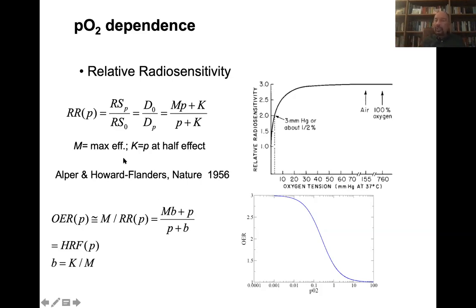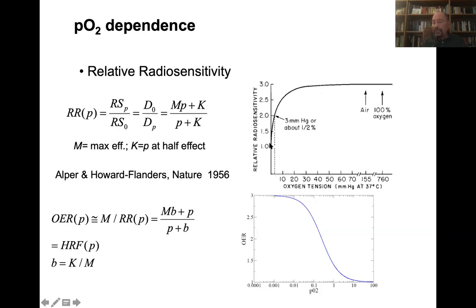So how the relative radiosensitivity depends on the oxygen tension. You see, if you start at 1, this is essentially the OER, if you want. This is a typical Michaelis-Menten kinetics. It goes up and then plateaus. So this is air, and this is 100% oxygen. This is the oxygen tension. And in this region, at 3 millimeters, you have about 1/2. This is about 1/2. This is about 3.